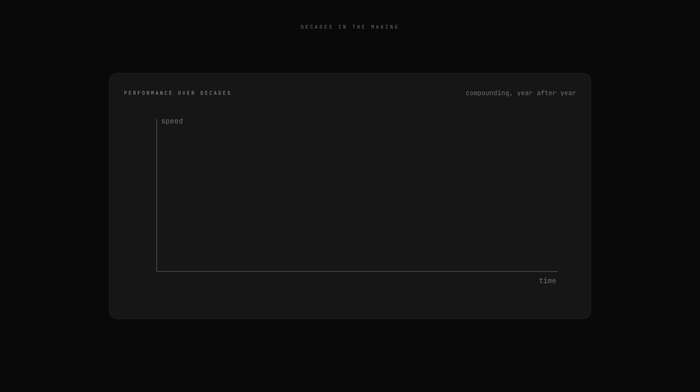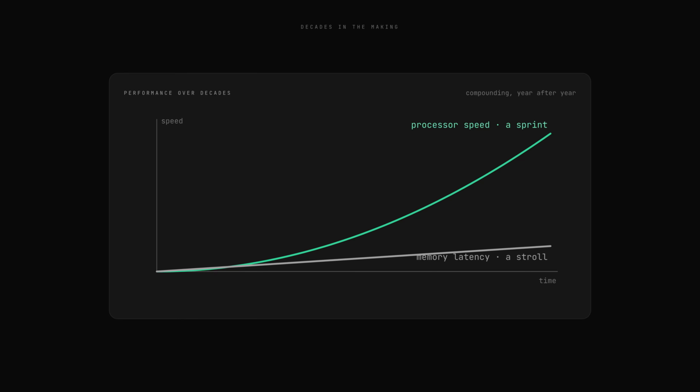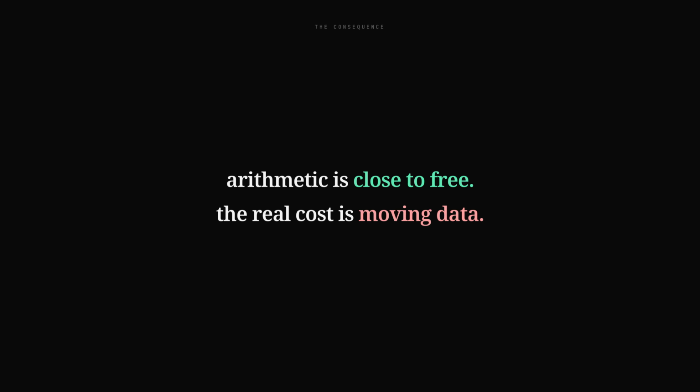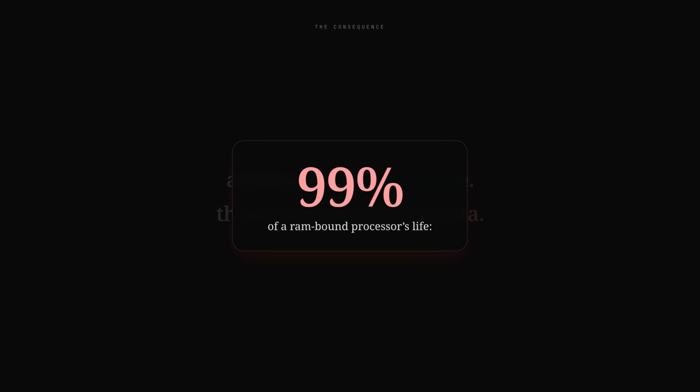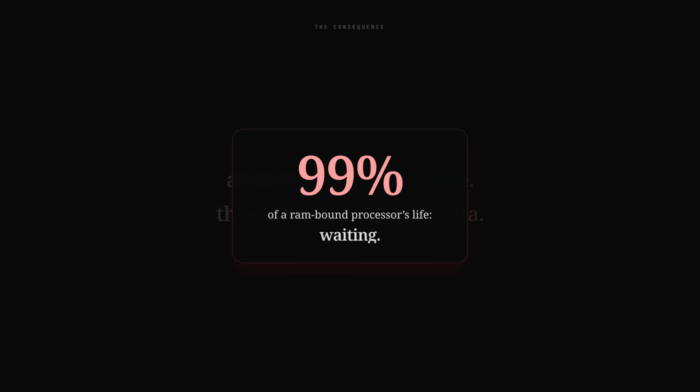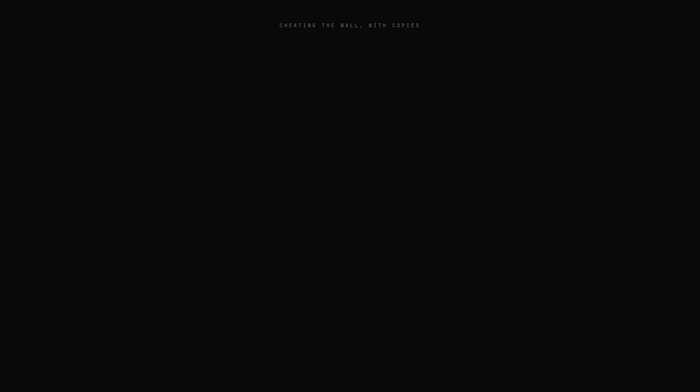It grew. For decades, processor speed improved at a sprint, while memory latency improved at a stroll, and the difference compounded, year after year, until architects gave it a name: the memory wall. The consequence is blunt. On modern hardware, arithmetic is close to free. The real cost of a program is moving data to the core. A processor that went to RAM for every single value would spend over 99% of its life doing nothing. Waiting.